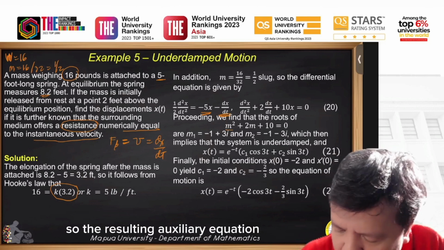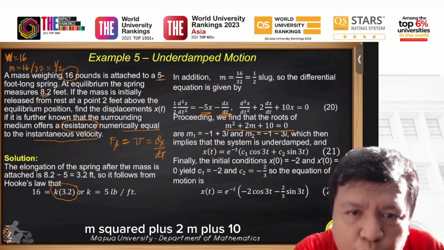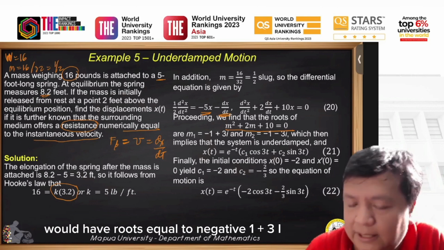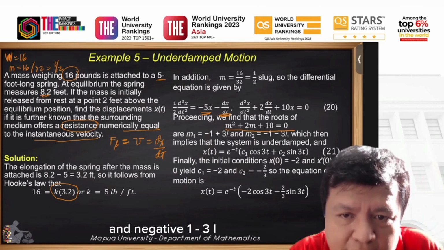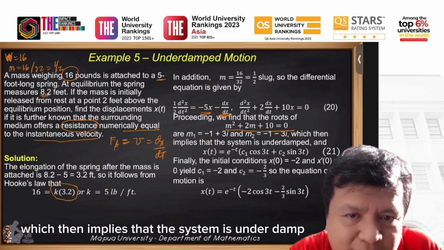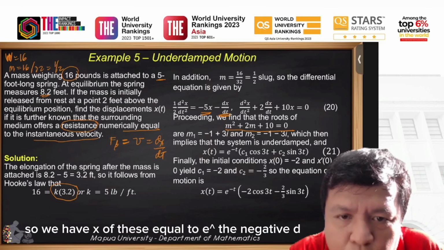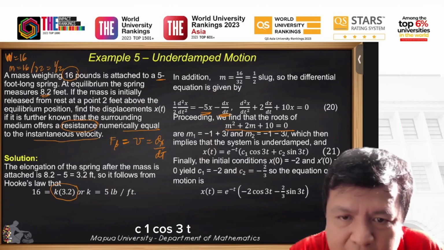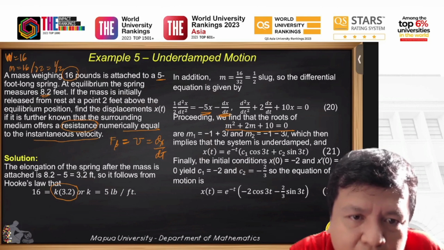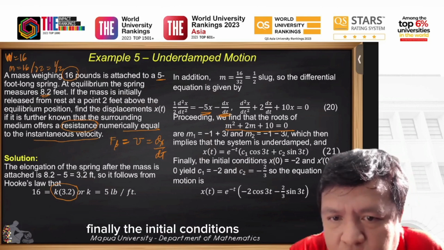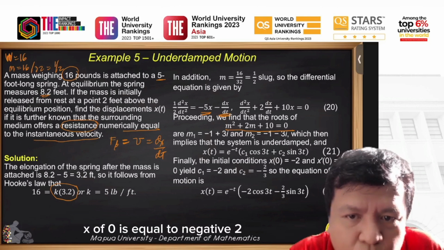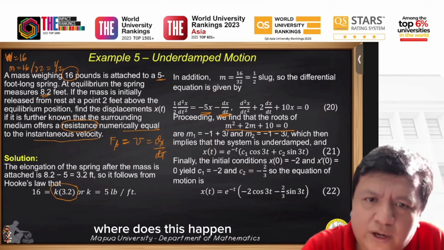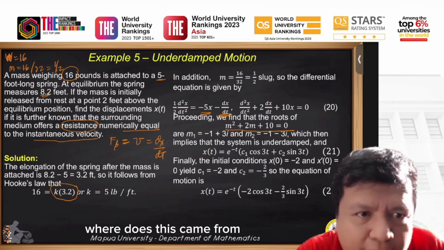The resulting auxiliary equation m squared plus 2m plus 10 has roots -1 plus 3i and -1 minus 3i, which implies that the system is underdamped. So we have x of t equal to e raised to negative t, c1 cosine 3t plus c2 sine 3t. Finally, the initial conditions are x of 0 equal to -2 and x prime of 0 equal to 0. Let's check where these came from.